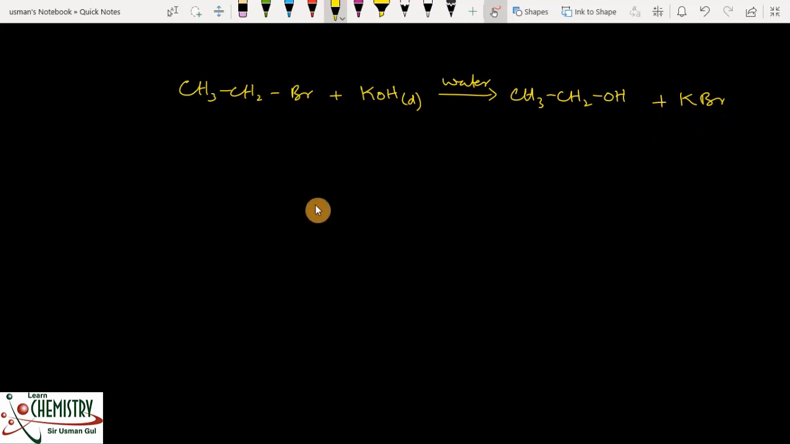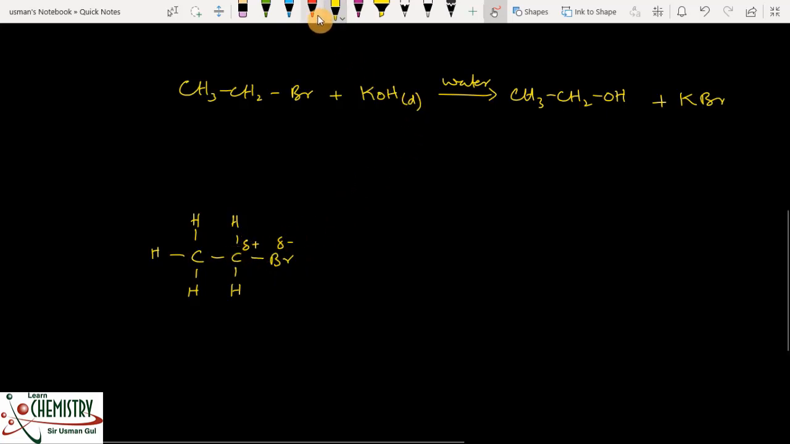Now according to the SN2 reaction mechanism, first I will draw the displayed formula of this alkyl halide. It will be like this, with H here and another H here. Now remember that the bromine will be partially negative and the carbon will be partially positive.